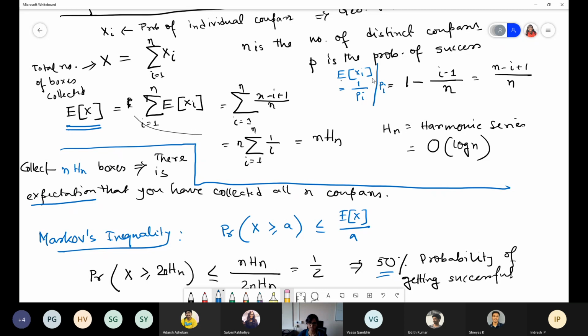U of xi is... 1 by U of x will be the reciprocal of it, it'll be n by n minus i plus 1, only U of x. This one you are telling, no? This I have done incorrectly. Yeah, this one. Now this will work, I hope. Yeah, thank you.